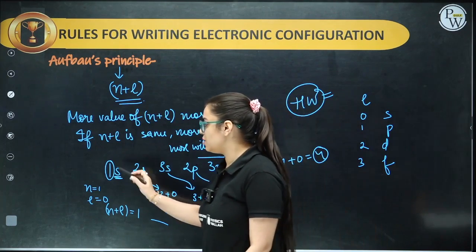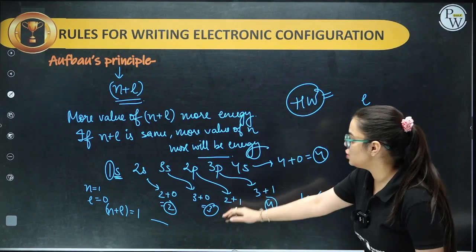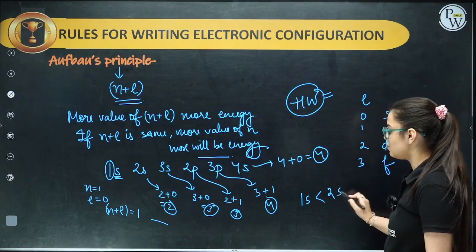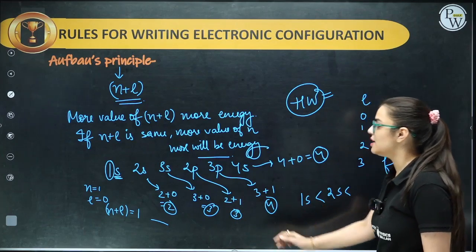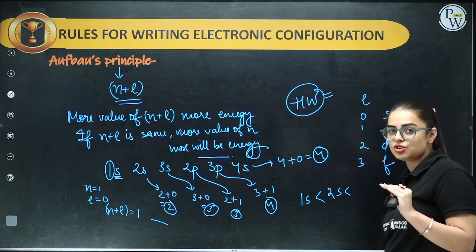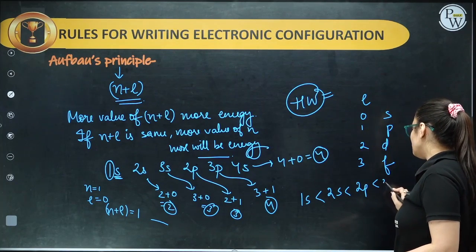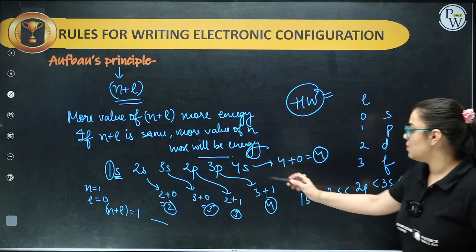See, the lowest value is of 1s, so it will have least energy. Then we have 2s. After this, we have 3s and 2p. So I already told you the lesser value of n will have lesser energy, more value of n will have more energy. So now will come 2p, then will come 3s.